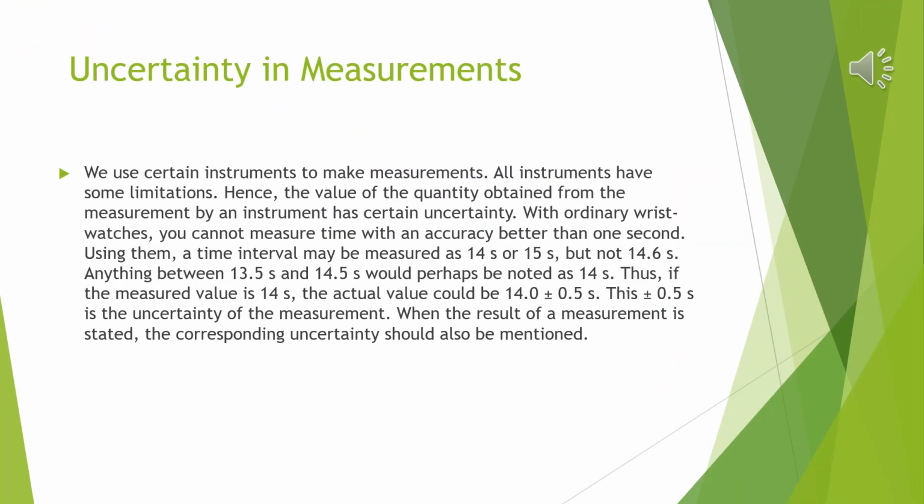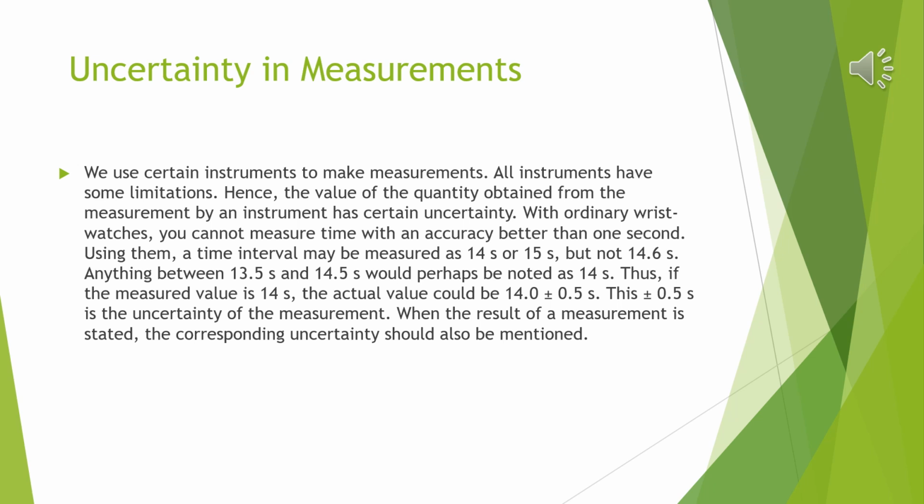We use certain instruments to make measurements. All instruments have some limitations. Hence, the value of the quantity obtained from the measurement by an instrument has certain uncertainty. With ordinary wristwatches, you cannot measure time with an accuracy better than 1 second. Using them, a time interval may be noted as 14 s or 15 s, but not 14.6 s. Anything between 13.5 s and 14.5 s would perhaps be noted as 14 s.